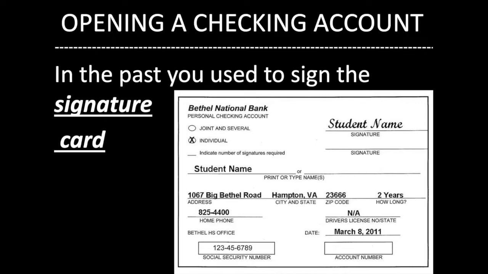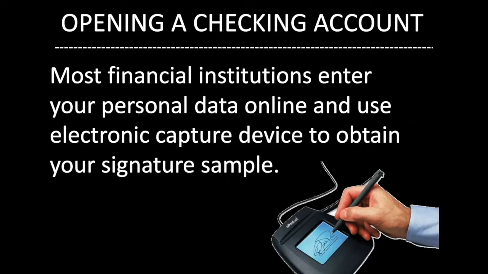Opening a checking account starts with providing personal data and a sample of your signature. In the past, you used to sign a signature card. This document usually required your legal name, your address, your phone, your social security number, driver's license number, and email address. Today's signature card might not be actual cards. Most financial institutions enter your personal data online and use an electronic capture device to obtain your signature sample. The electronic image of your signature can then be available to tellers at branch banks.